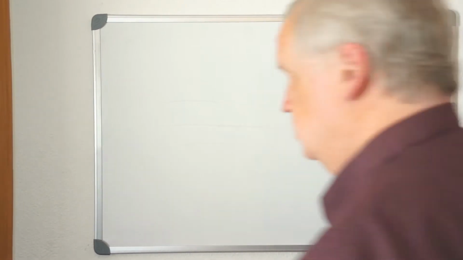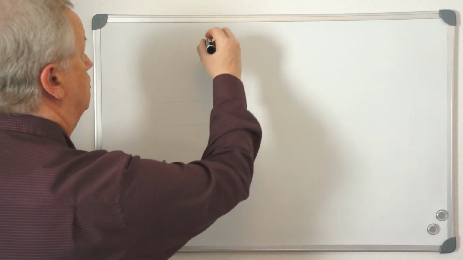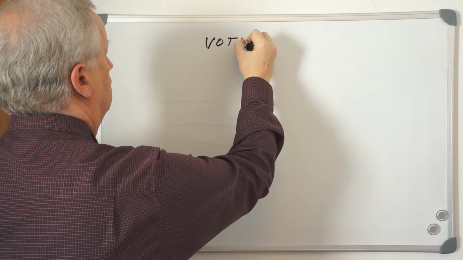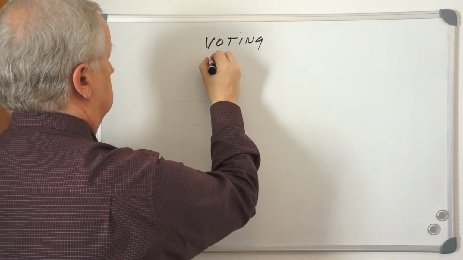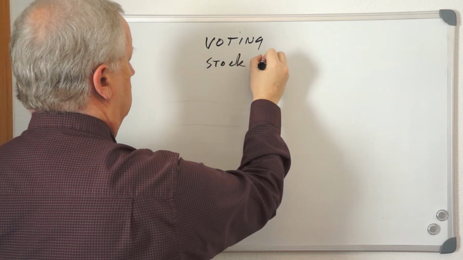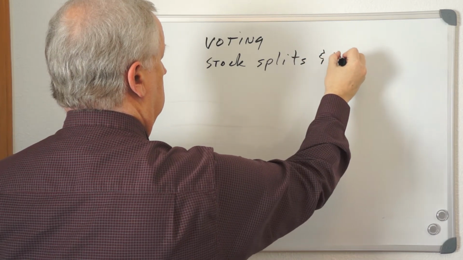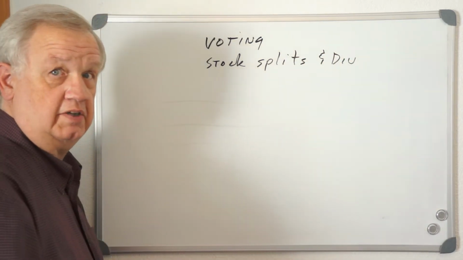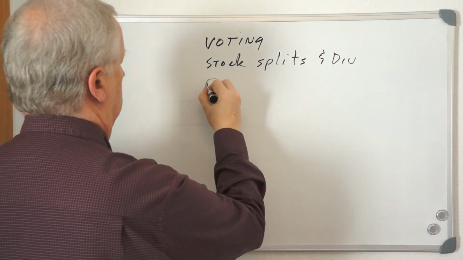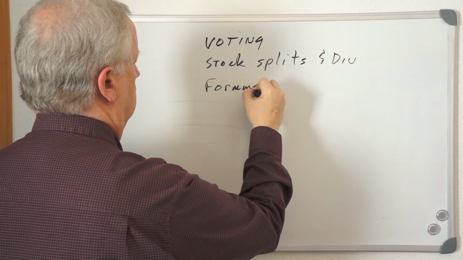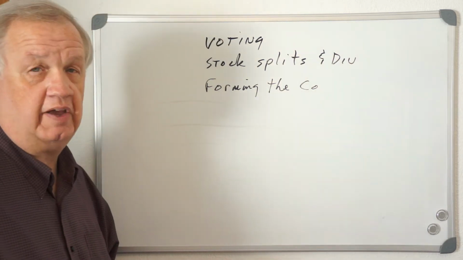Okay, everyone. This session is going to be on common stock. Voting rights, stock splits and dividends, and forming the company. That's what we have to talk about.